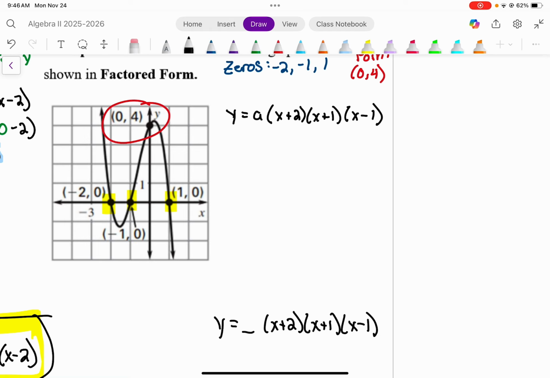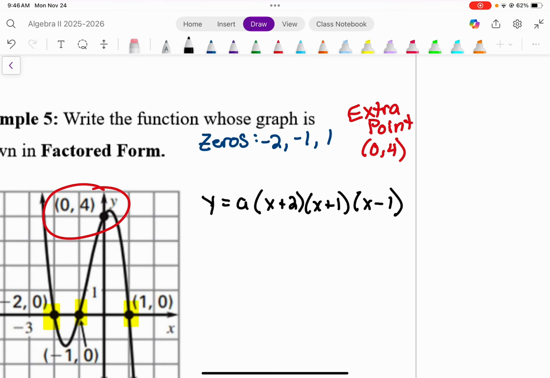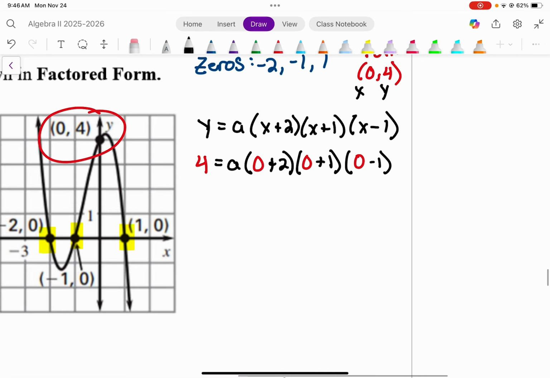Once I have that, then I can start solving for a. So I'm going to take my extra point and plug in these numbers for x and y. So y equals 4 and x is going to equal 0. Now that's not always going to be the case. For these two examples, yes, x equals 0, but there will be other numbers that you will need to plug in. So make sure you're not just automatically putting in 0.